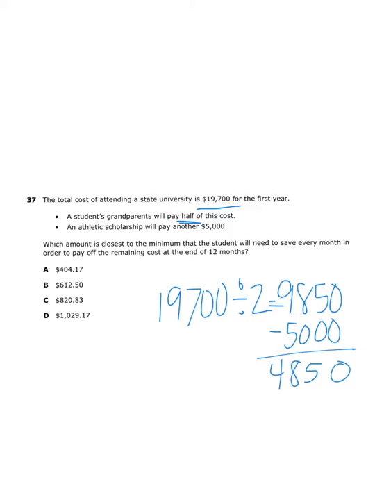Which amount is closest to the minimum that the student will need to save every month in order to pay off the remaining cost at the end of 12 months? So you have to take that remaining cost and divide it by 12. And when you do that, you get about $404.17.